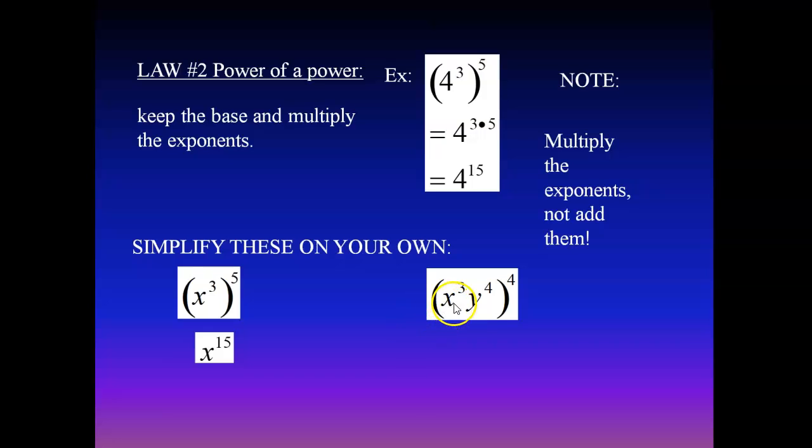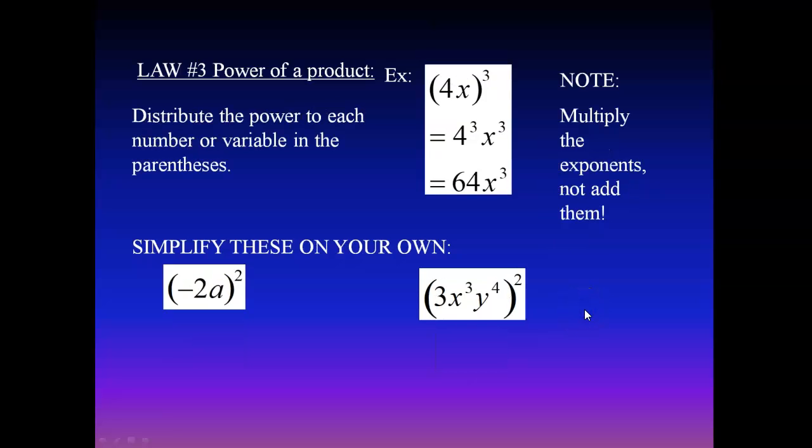Here we have more than one base, so we're going to do it one by one. So x cubed to the power of 4 and y to the fourth to the power of 4. So again, we keep x and we raise it to the power of 12 because 3 times 4 is 12. And y would be raised to the power of 16 because 4 times 4 is 16.